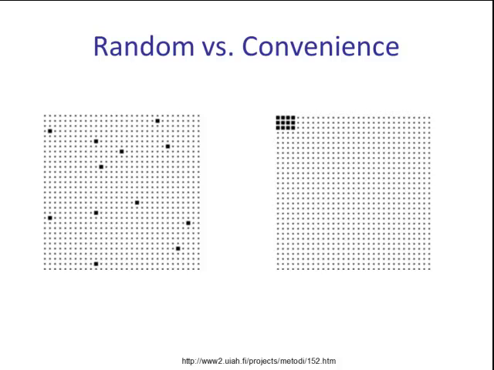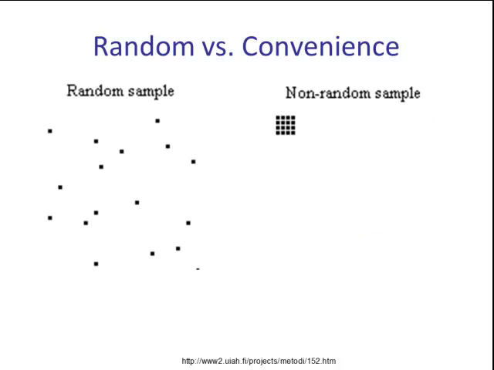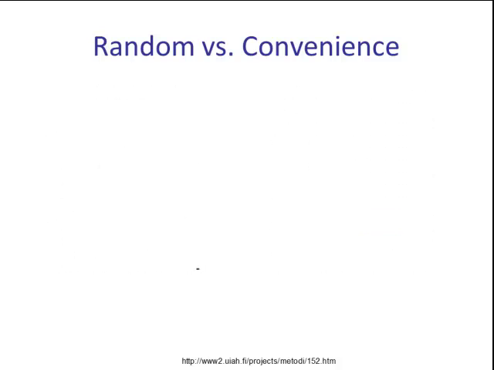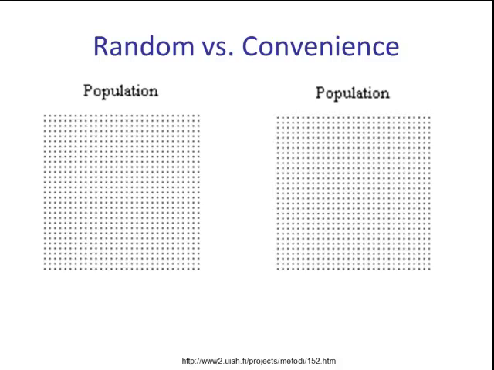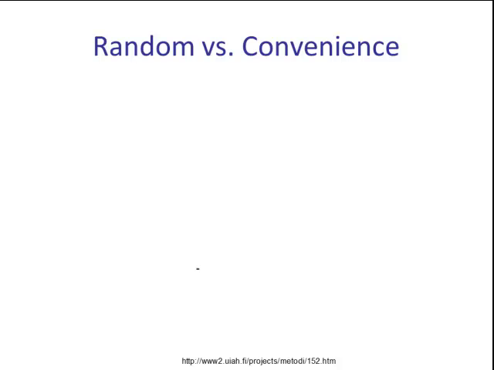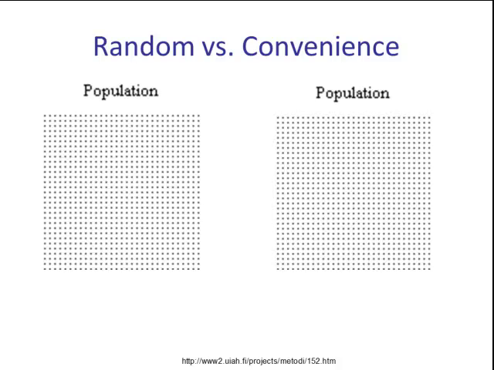Okay, imagine this is our population. We have a random sample, and then we have a convenient sample. And as we can see, a random sample is going to be better. It's going to be more representative than a convenient sample.